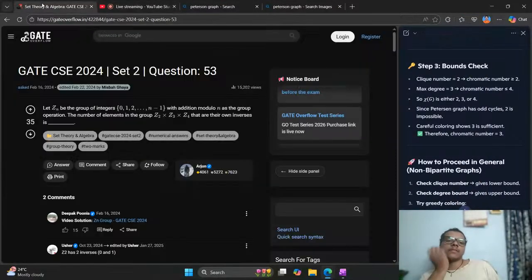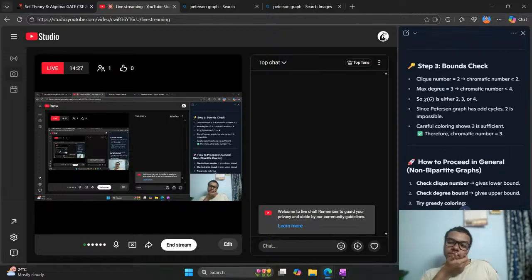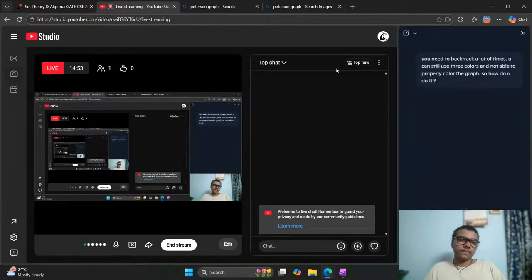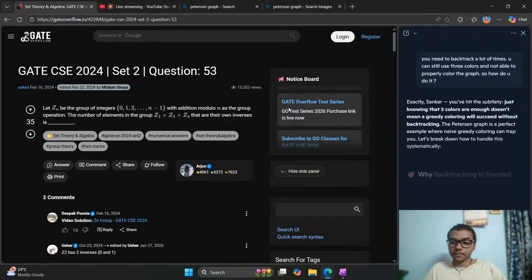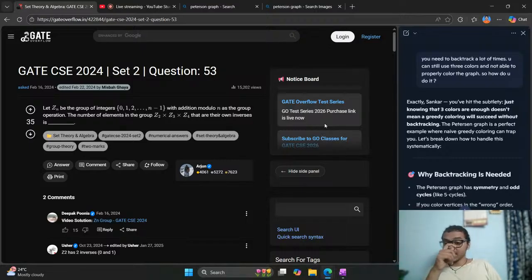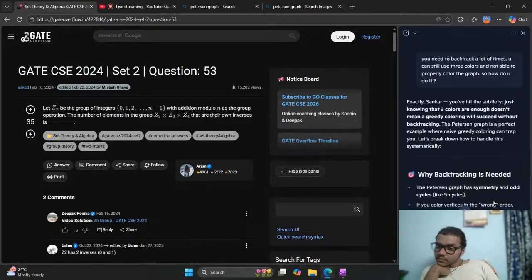We need to go through a lot of iterations. You need to backtrack a lot of times. You can still use 3 colors and not be able to properly color the graph. So how do you do it? Just knowing that, greedy can trap you.